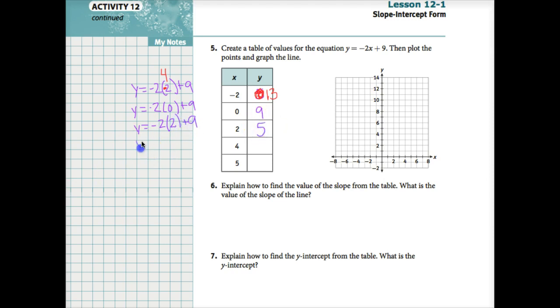which is 5. Then go to 4, so -2 times 4 plus 9. This is -8 plus 9 gives me 1. Then for 5, I get -10 when I multiply, plus 9 gives me -1. So go ahead and plot the points over here on the graph. I'm going to plot mine as well, but obviously you'll need to look at your book a little closer to do that. So go ahead and plot those points.